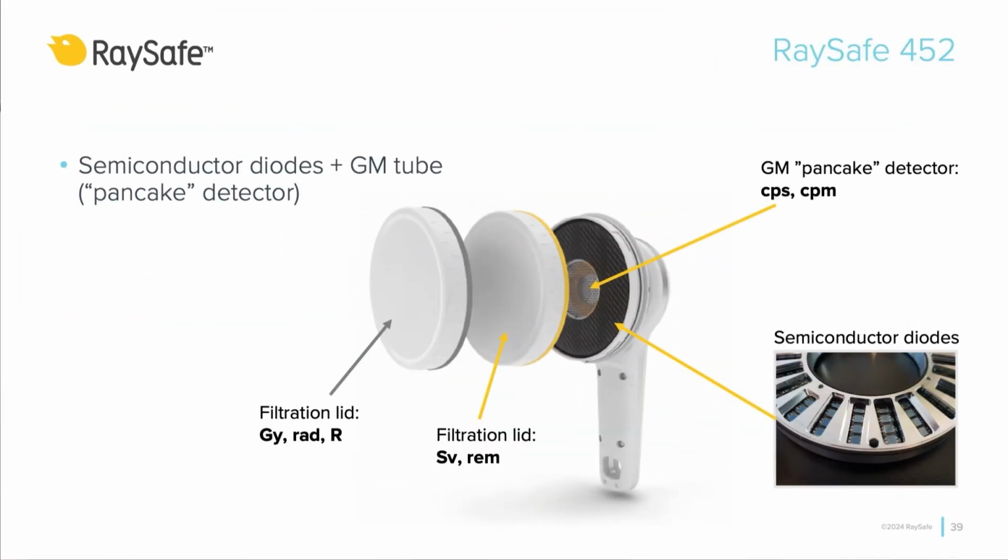In front of the GM tube we have 2 different filtration lids to get a flat energy response also for the GM tube at low dose rates. One filter is for air kerma measuring in gray, rad or Röntgen, while the other one is for ambient dose equivalent measuring in sievert or REM.